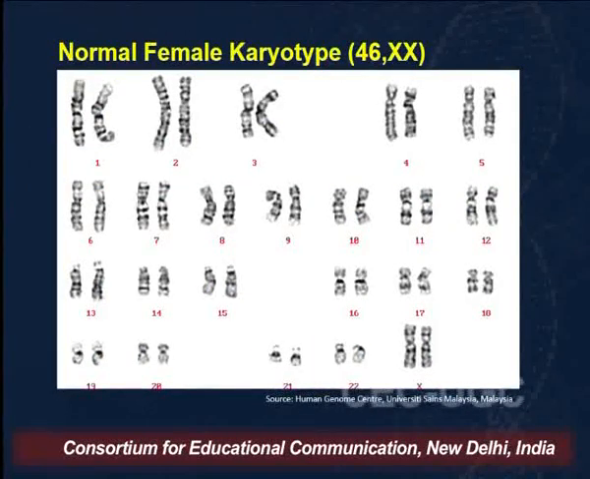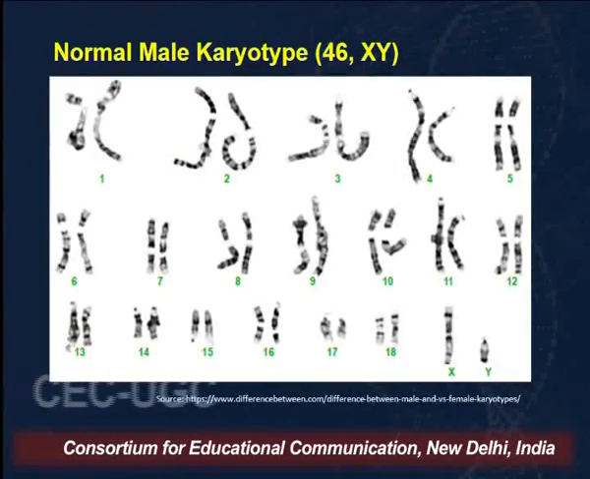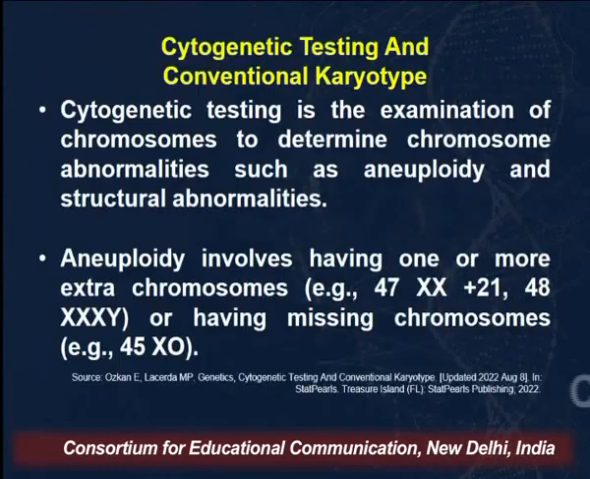Now, this is a karyotype of the normal female, which has 46 chromosomes, including the two X chromosomes. We can see all the autosomes present over here and the two X chromosomes. Now, the normal male karyotype is shown over here, with 46 chromosomes, while the X and Y chromosomes are shown as well. All the autosomes are being shown over here.